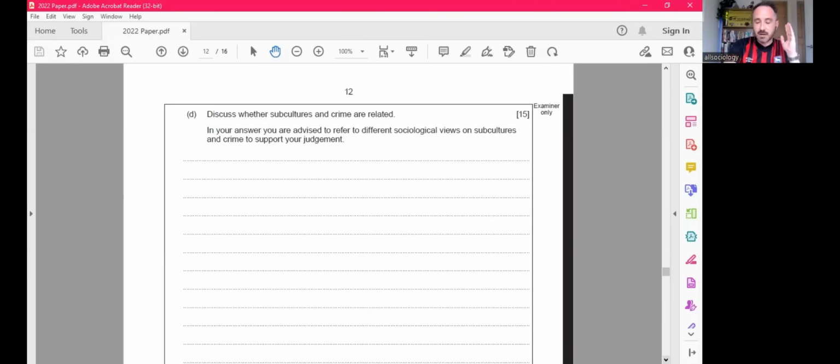So I'm just going to go down a Marxist route and say that there's one argument that suggests that subcultures and crime aren't related is due to the fact that Marxists focus on the issue of class, not necessarily groups of young people with their own norms and values.